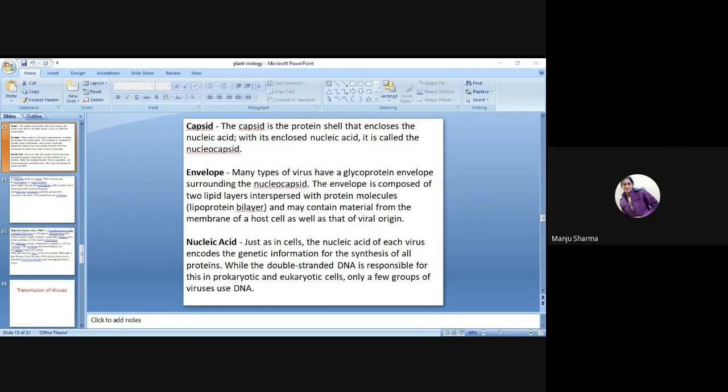Capsid. The capsid is the protein shell that encloses the nucleic acid. With its enclosed nucleic acid, it is called the nucleocapsid.